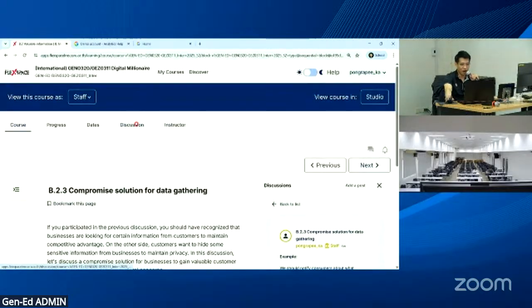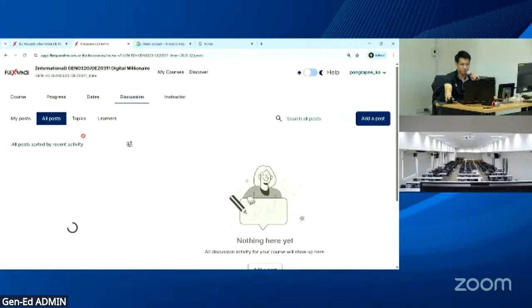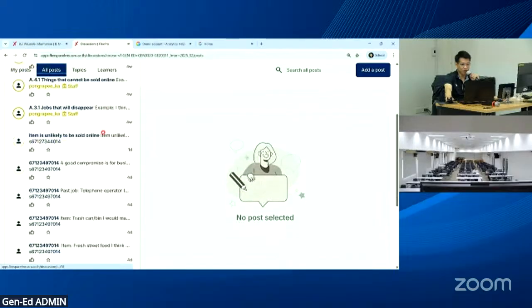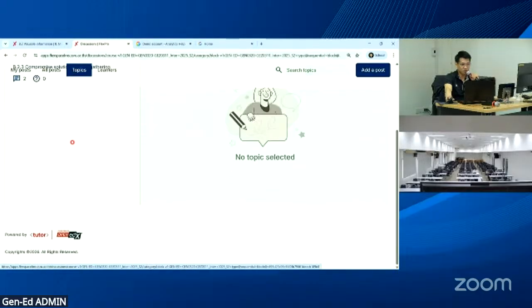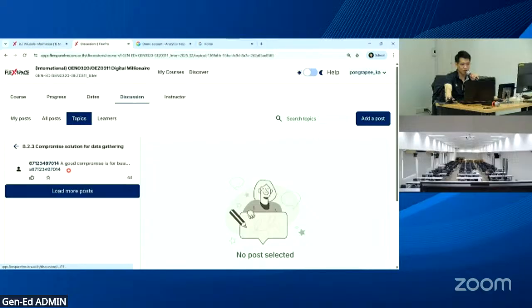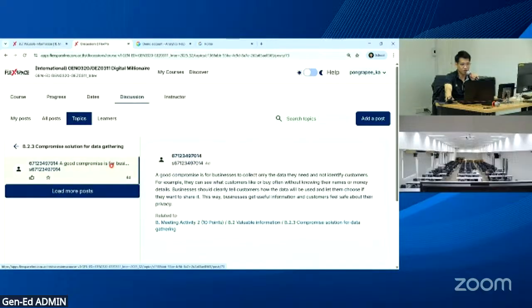Okay, let's see what people did so far. I'm not sure if we have any students who responded to the unit B.2.3. Okay, yeah, a good compromise for business to collect the data they need and not identify customers. For example, they can see what customers like or buy, without knowing their name. It should clearly tell customers what data they use and let them choose if they want to share it. Now it's the same idea: have the customer know what we are collecting from them and have them accept or reject sharing. Okay, that is a good solution.